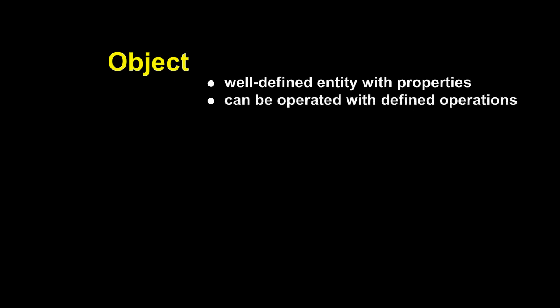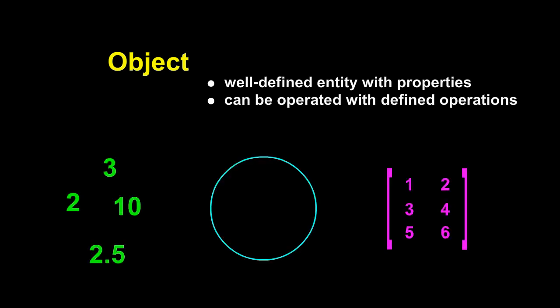In mathematics, there are objects and sentences. An object is a well-defined entity with properties and can be operated with defined operations. For example, 2, number, circle, matrix, and so on. An object can be referred to by a symbol, a name, a word, or a description. For example, the number 2.